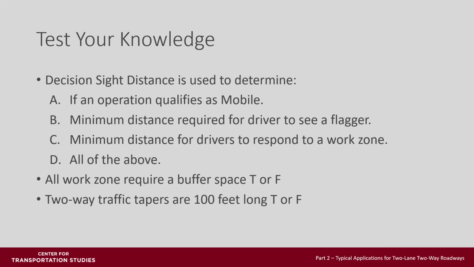Let's take a minute to review some of this. Decision sight distance is used to determine if an operation qualifies as mobile, the minimum distance required for the driver to see a flagger, and the minimum distance for drivers to respond to a work zone. All of these are true.